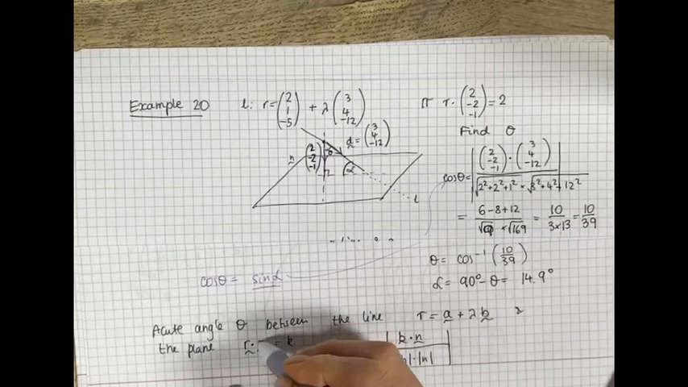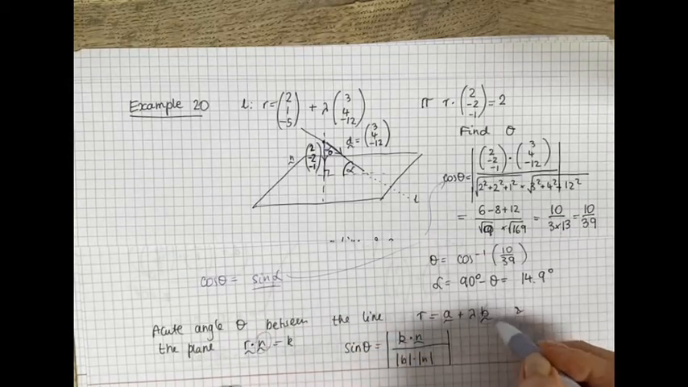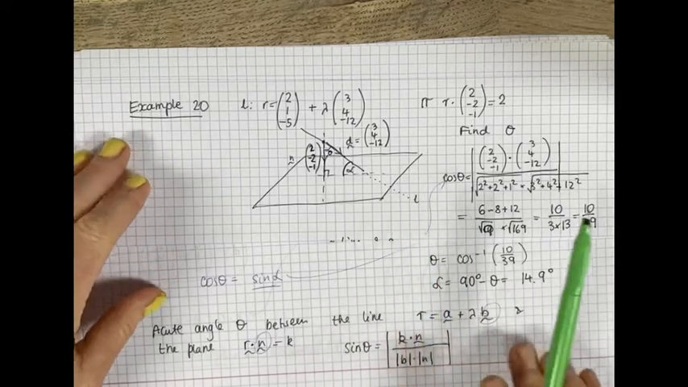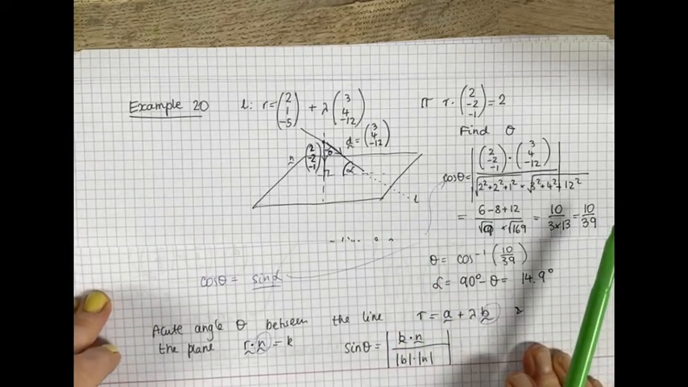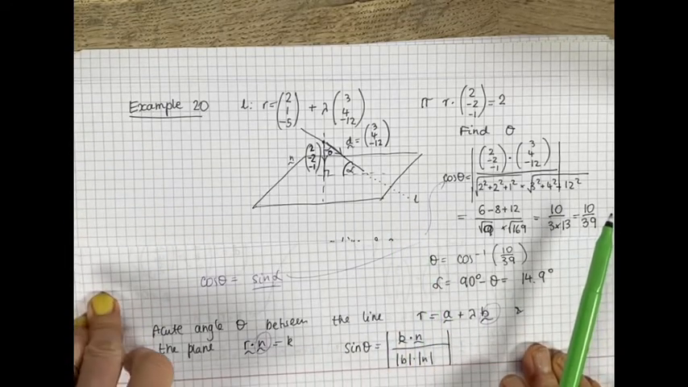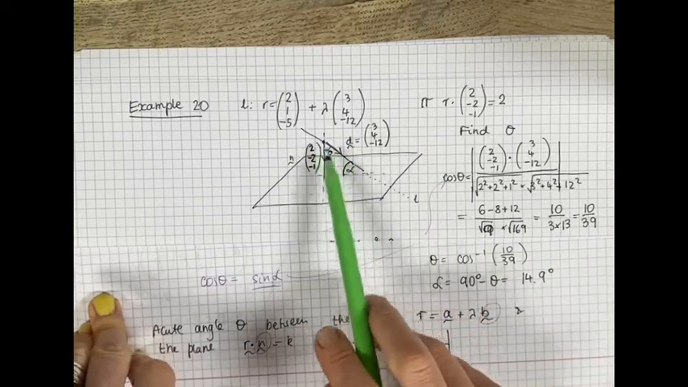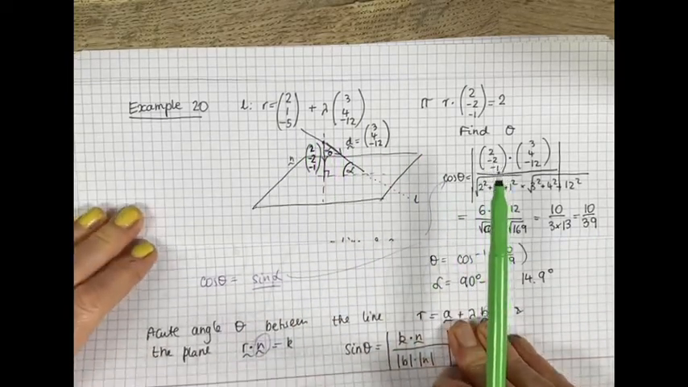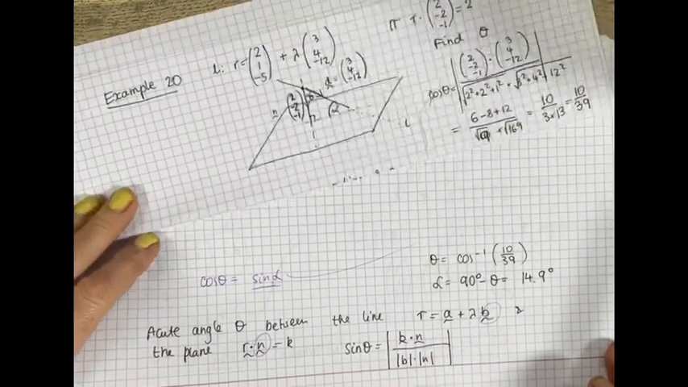So we've used the normal and the direction vector. You don't need to use this formula. You can just do a little picture, find the angle between the two directions, the normal and the direction, and then do 90 minus that angle. Good.